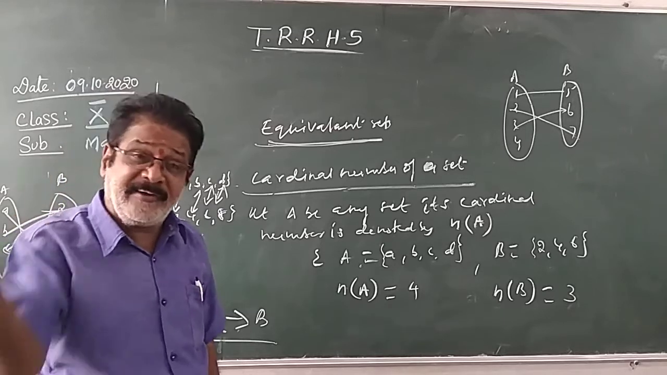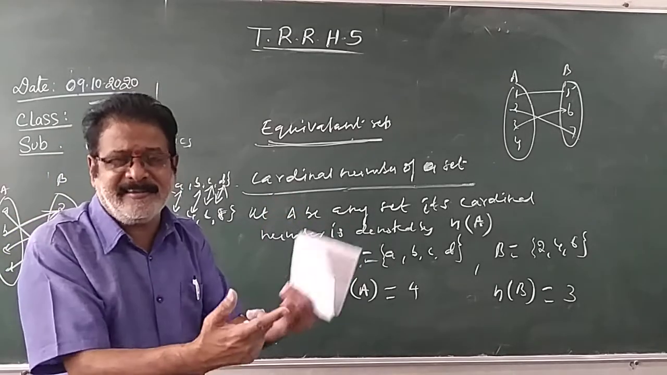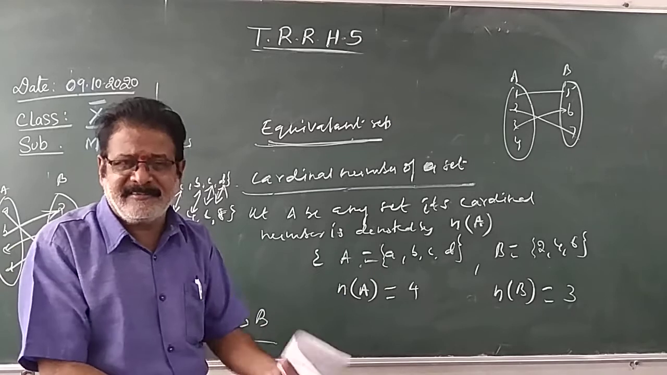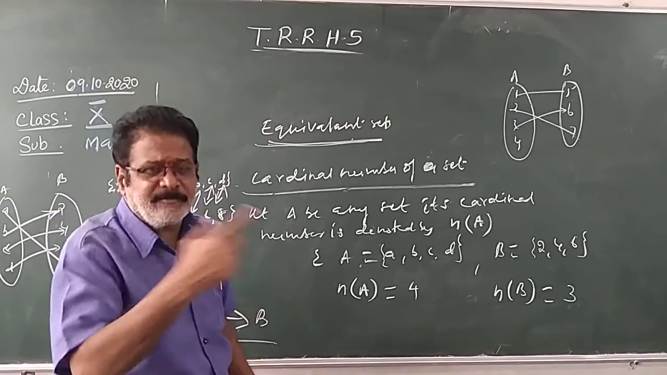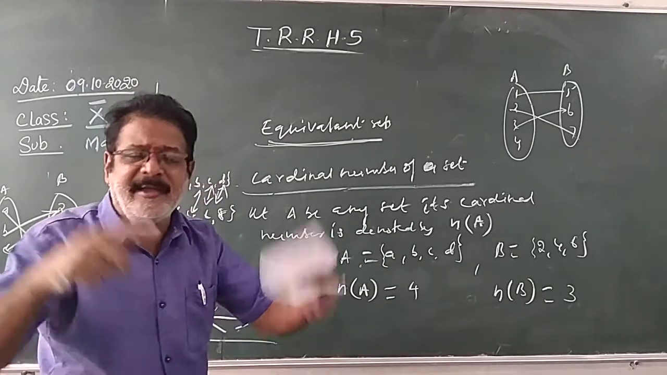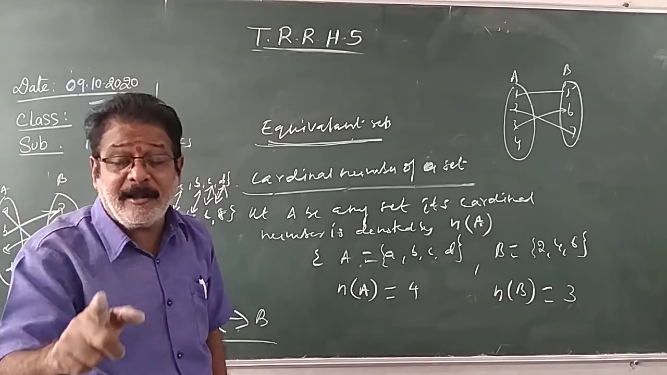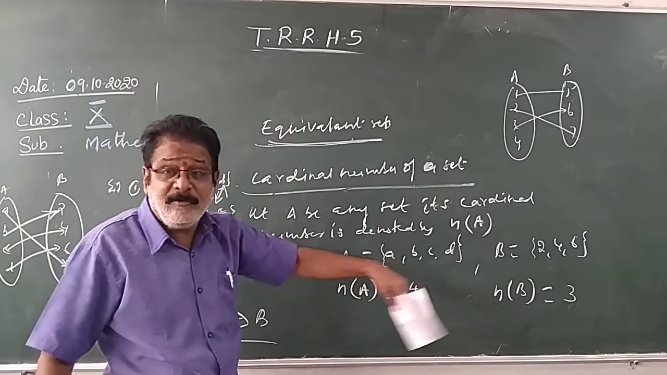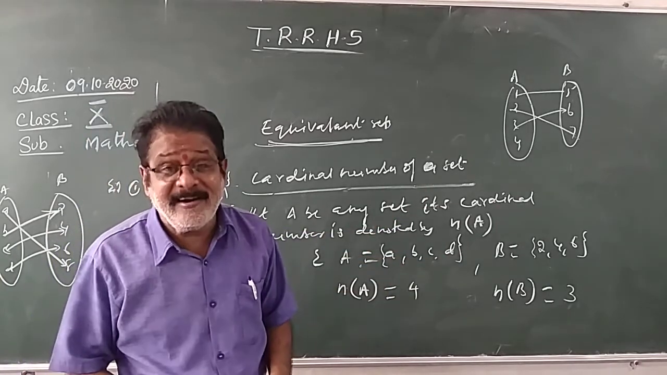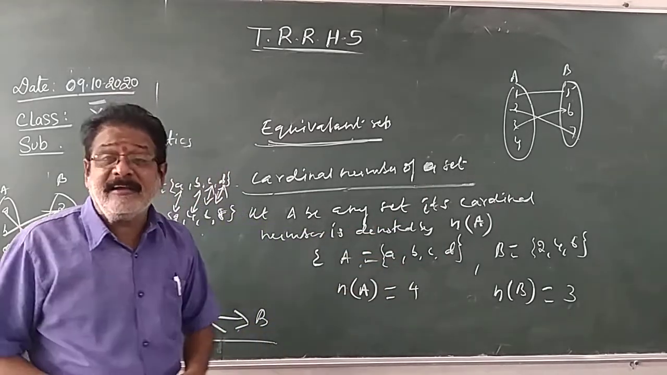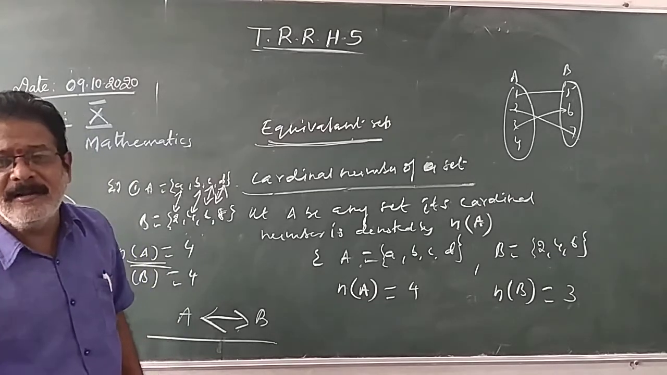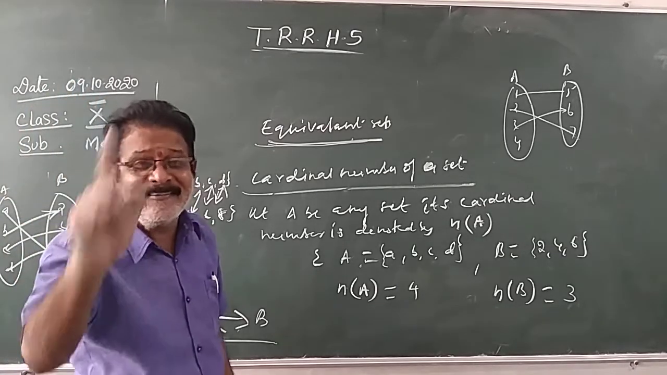Equivalent sets is different than equal. Equal means same as it is. When we say equal, if A is a subset of B and B is a subset of A, we can say A equals B. Equivalent means we consider only the cardinal number. If the cardinal number is the same, we can say they are equivalent sets. Therefore, all equal sets are equivalent.